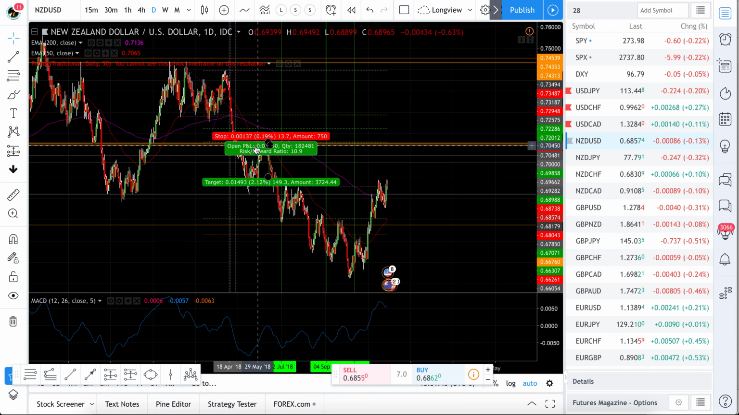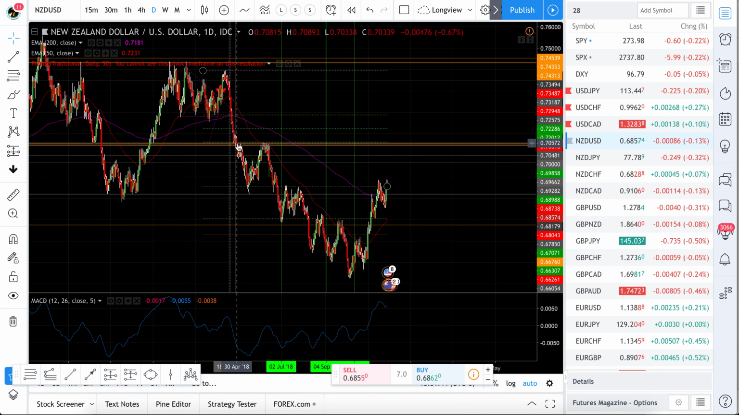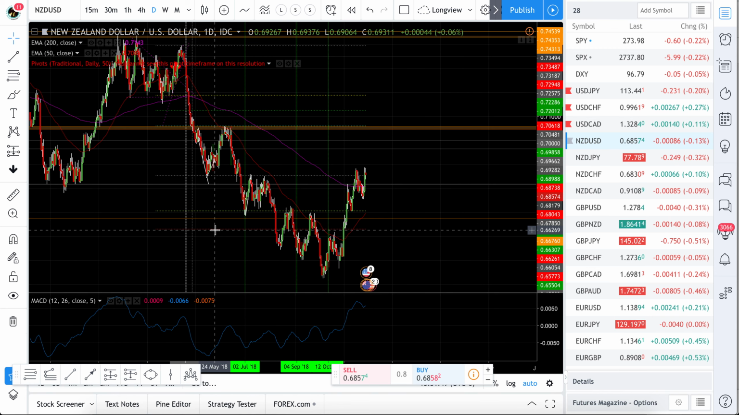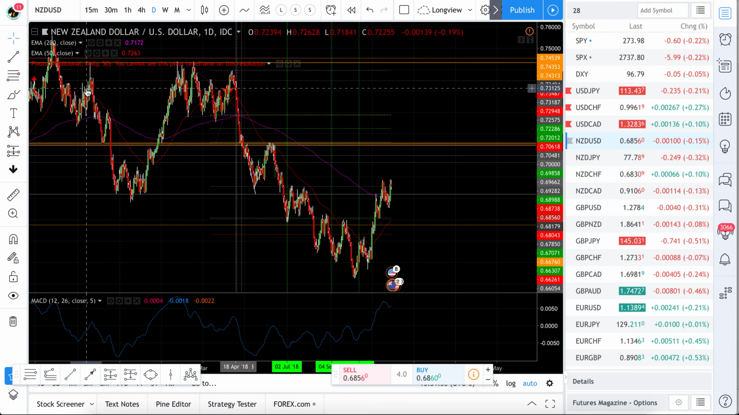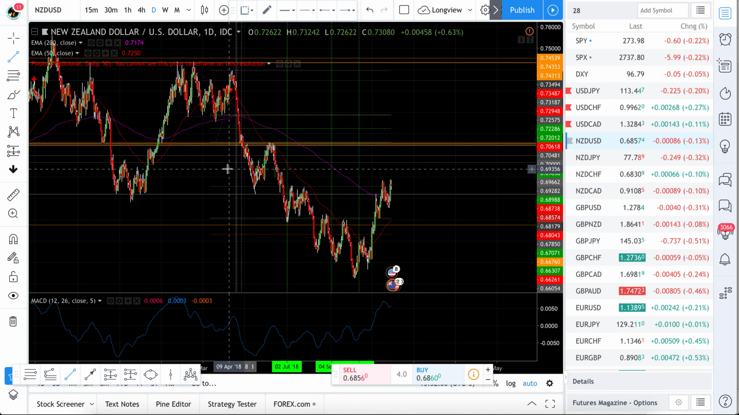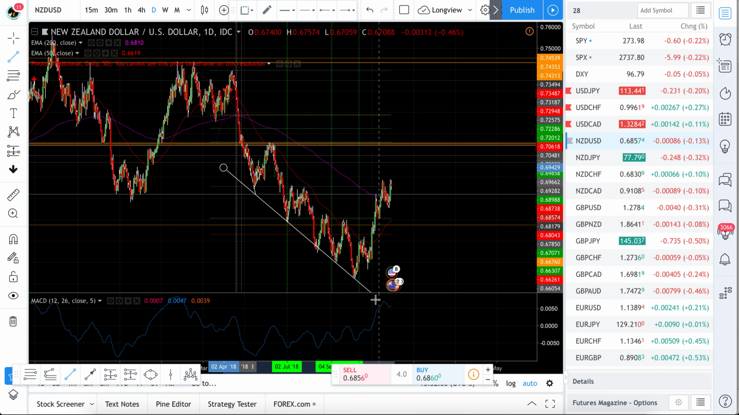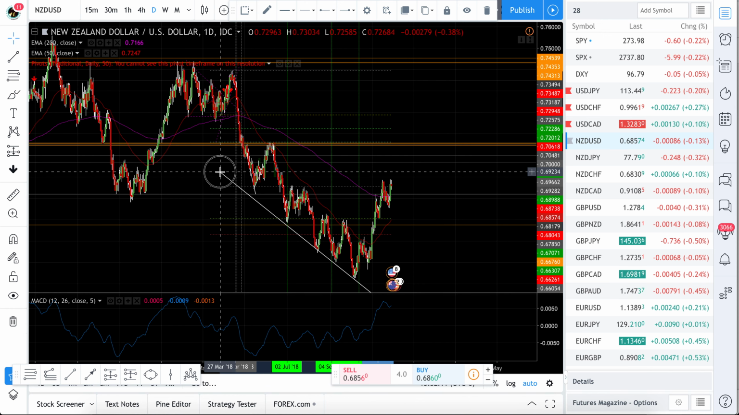This pullback right here was gorgeous, right into the 50 EMA and also the 618 Fibonacci level. Don't worry, we're going to dig into all that stuff. We've got plenty of time for that. But this is a great example also of MACD playing a large role. So I'm going to draw this line. And no, it's not perfect, but it's representative. I just want to show you for an example.